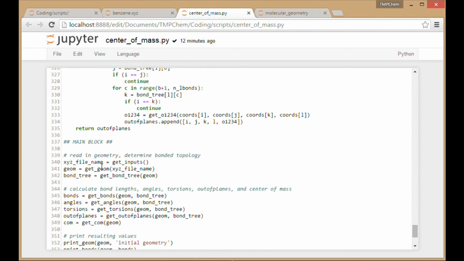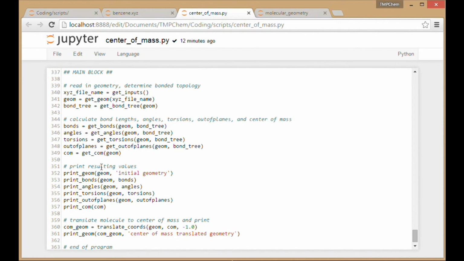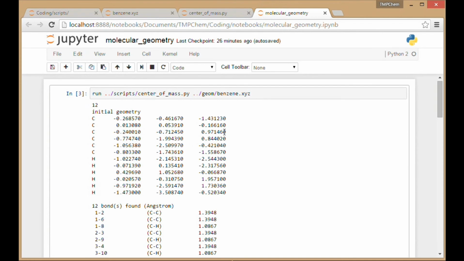And then let's see. So in our main block, now we have this, again, with 2 extra lines, getting the center of mass from the geometry and printing out those values. Then at the end, I'm going to translate the coordinates to the center of mass and print out the geometry again. So I've done that here. I've executed this. The command was called center of mass. Again, all these geometries and these programs are available on the GitHub.